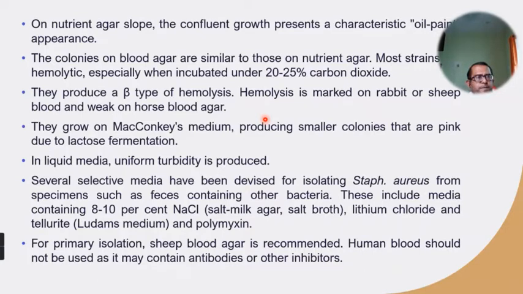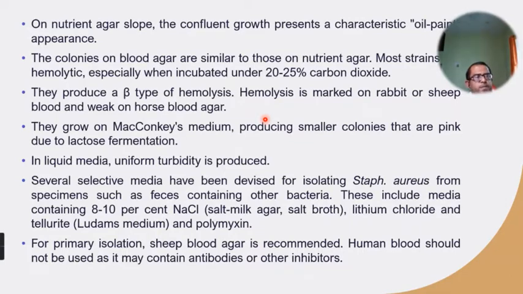Now, various selective media are available for the isolation of this bacteria. These selective media favor only Staphylococcus aureus to grow, and other kinds of bacteria cannot grow in them. The selective media mostly include 8 to 10% sodium chloride. Such media include mannitol salt agar, salt milk agar, and salt broth. Then another medium is lithium chloride and telluride medium, which is known as Ludlam's medium.